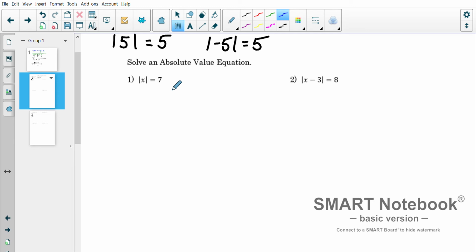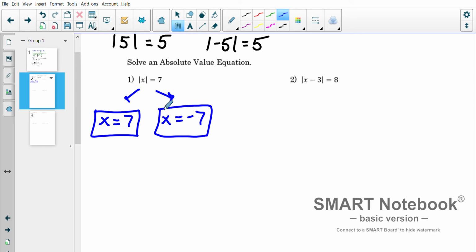So in order to solve absolute value equations, we have to split it up to find the values going both directions. So when we solve absolute value problems, we're actually going to split this up into x is equal to 7 and x is equal to negative 7. Because if I go to the right 7 units from 0, I get 7. If I go to the left, I get negative 7. Pretty basic concept, but it's key, and you have to do it when solving absolute value equations.